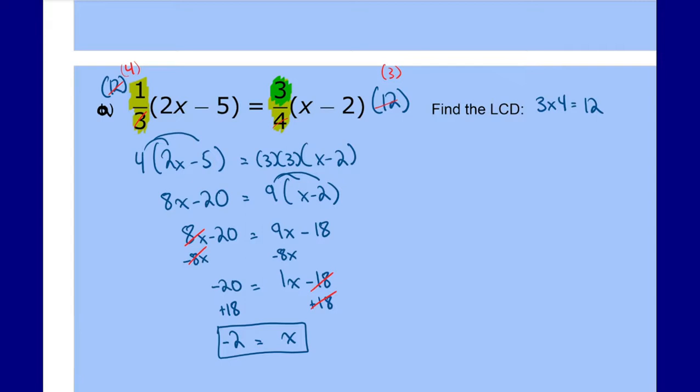So again, the idea is that we're multiplying the fractions by the lowest common denominator. We've seen now that in some cases it may not cancel everything out. It will cancel out the fraction, but we may be left with a multiplier on top, or a numerator still.